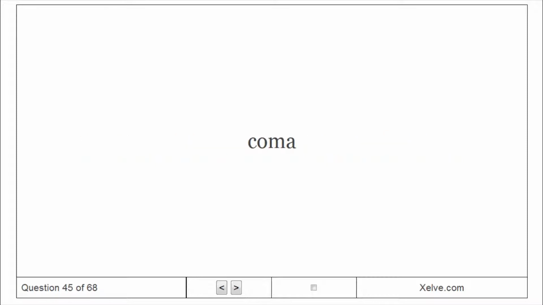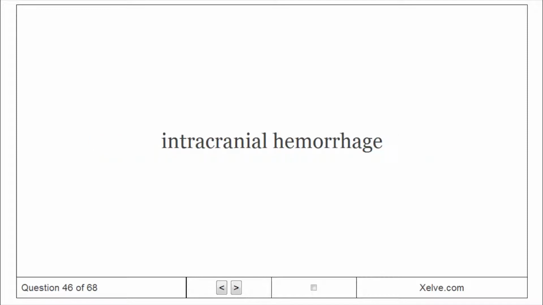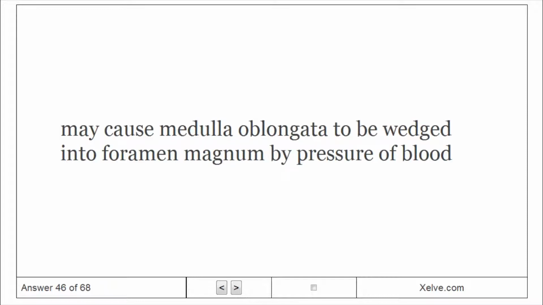Coma, total non-responsiveness to stimulation. Intracranial hemorrhage may cause medulla oblongata to be wedged into foramen magnum by pressure of blood.